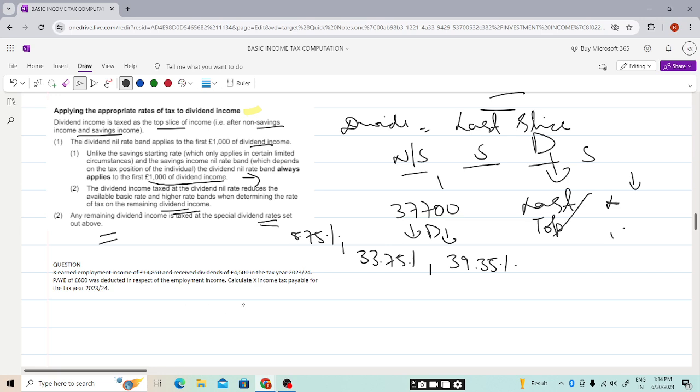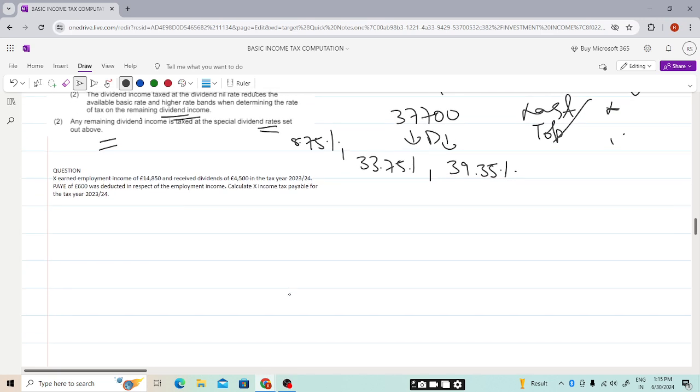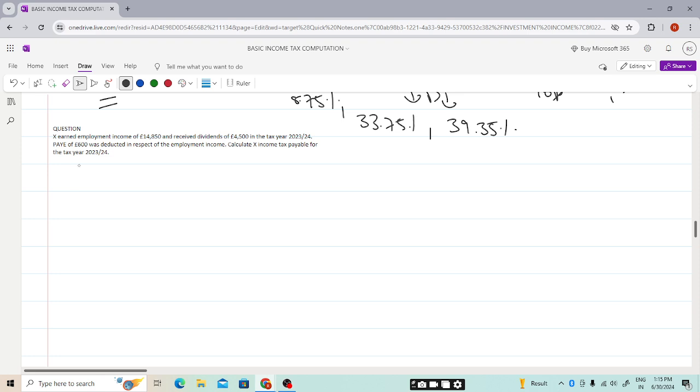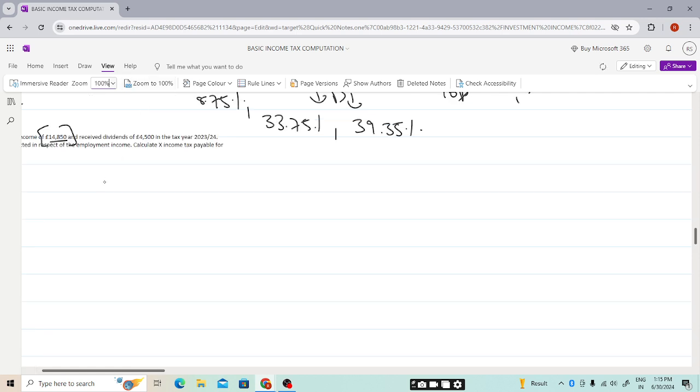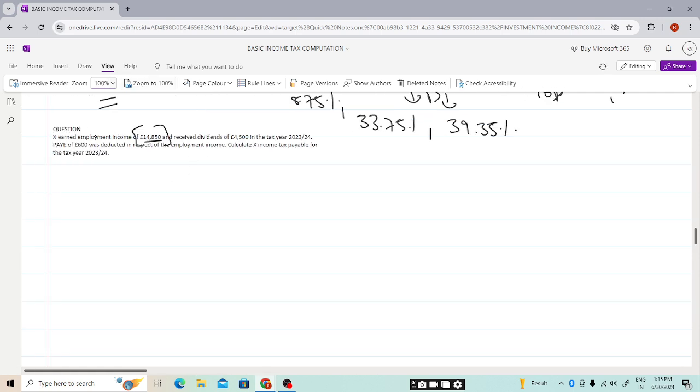So we'll be starting with this. See, X earned employment income of 14,850. 14,850 is the employment income. Received dividend of 4,500 in the tax year 23-24, and PAYE of 6,000 was deducted in respect of the employment income. Calculate X's income tax payable for the tax year. Here we need to calculate the income tax payable.